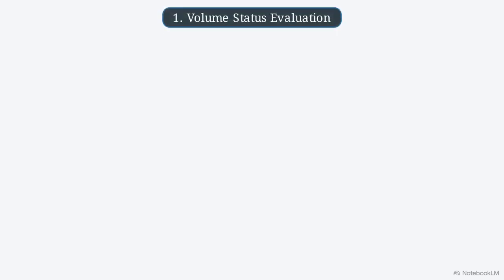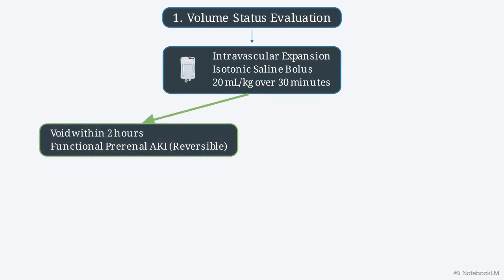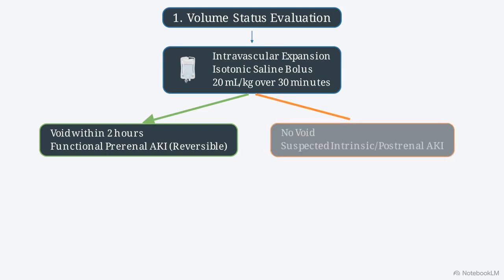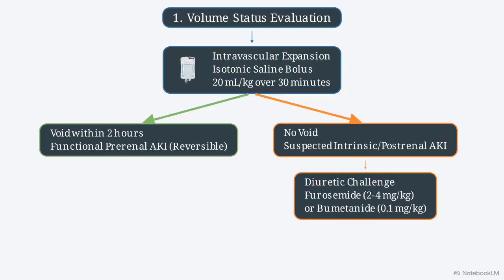Assuming the patient shows no evidence of baseline volume overload or cardiac failure, the initial move is deliberate intravascular expansion. We administer a rapid bolus of isotonic saline, exactly 20 milliliters per kilogram, infused over 30 minutes. Following volume resuscitation, if the hypovolemic patient voids within 2 hours, the diagnosis is confirmed as functional prerenal AKI, and perfusion has been restored. If there is no urine output, restoring blood volume was insufficient. The hypoperfusion has already caused intrinsic damage, or a postrenal obstruction exists.